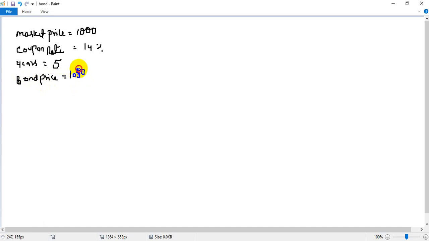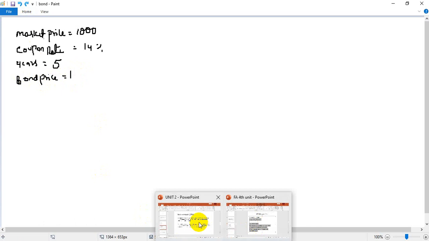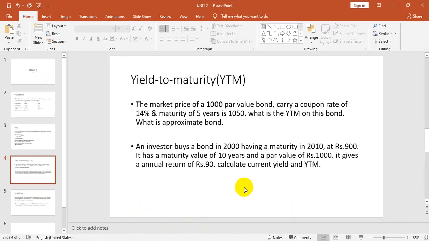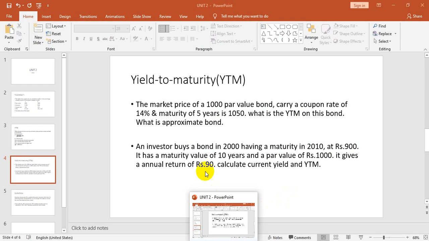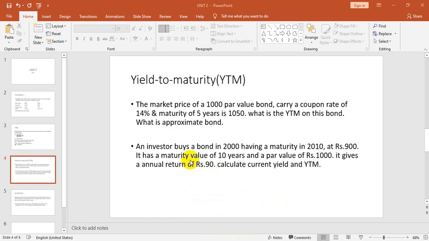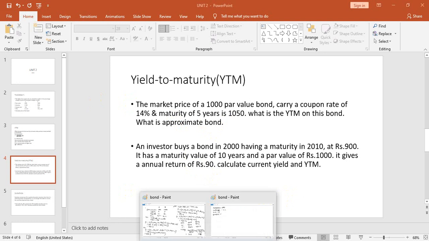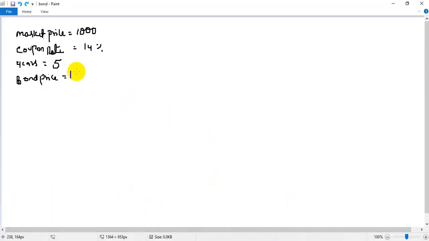Okay, if you see the question, what he said is that after 5 years the bond price is 1050. So for the maturity of 5 years it is 1050, and you have to write that amount also. The bond price after 5 years has been given and assumed as 1050.